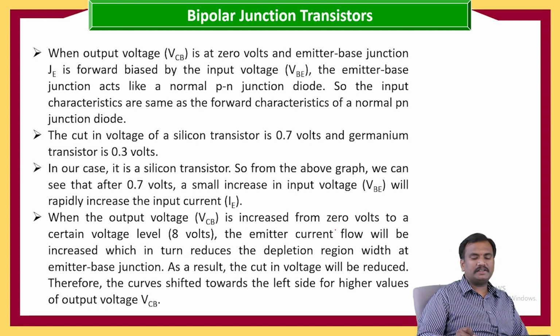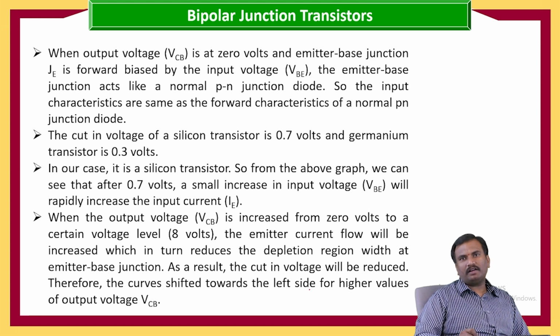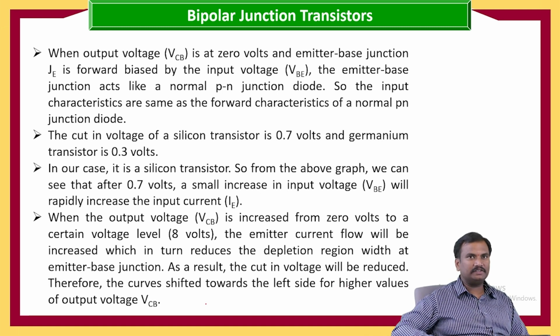Here, when the output voltage is increased from 0 volts to a certain value, 8 volts, the emitter current is increased, which in turn reduces the depletion region width at the emitter base junction. As a result, the cut-in voltage will be reduced. Therefore, the curves shift towards the left side for higher values of output voltage VCB.